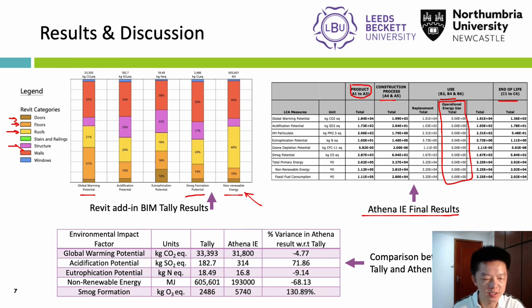Furthermore, you can see the impact comparisons between the two results. Here they have 5 impact factors. Global warming and eutrophication potential have similar results, and the other 3 have really different variances. So you can see the results could be different.